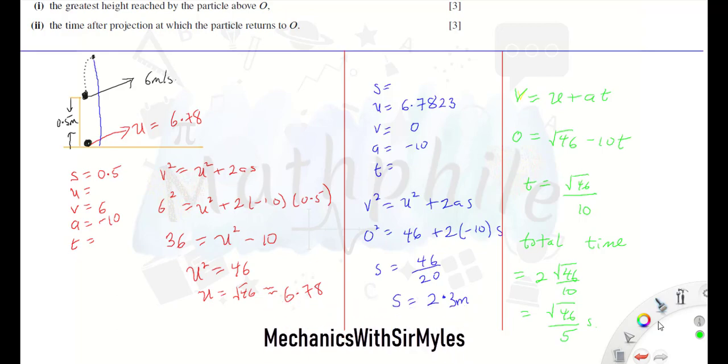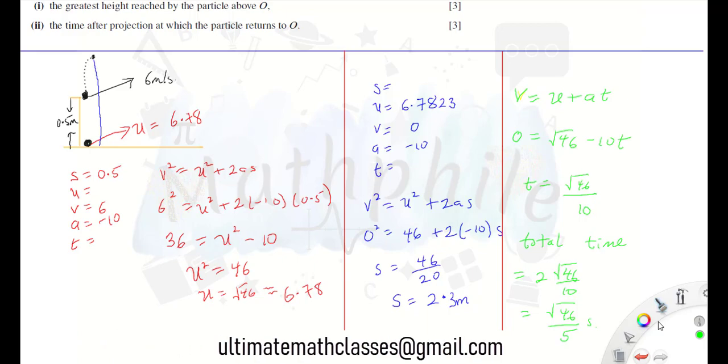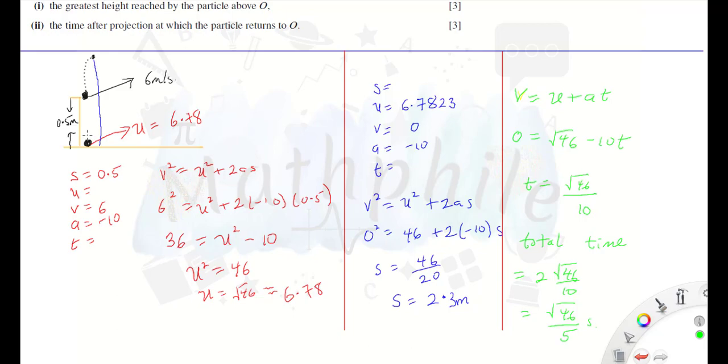I used v equals u plus at and I'm getting only one answer. But I could have used s equals ut plus half at squared. With that, how many answers am I going to get for t? You get 2. Can you predict what one of the times will be? Zero. Yes, at this point the time was zero.